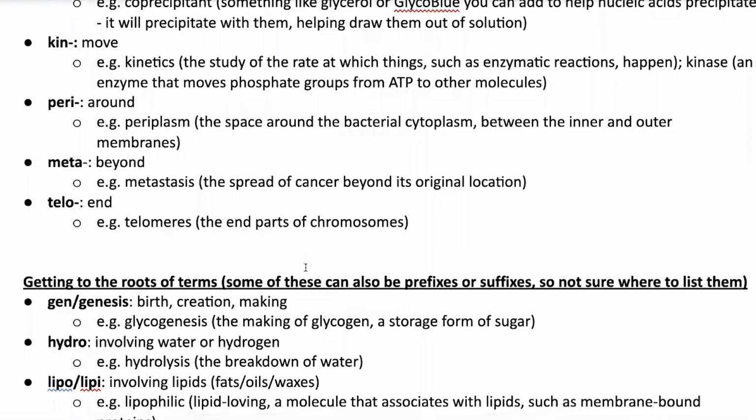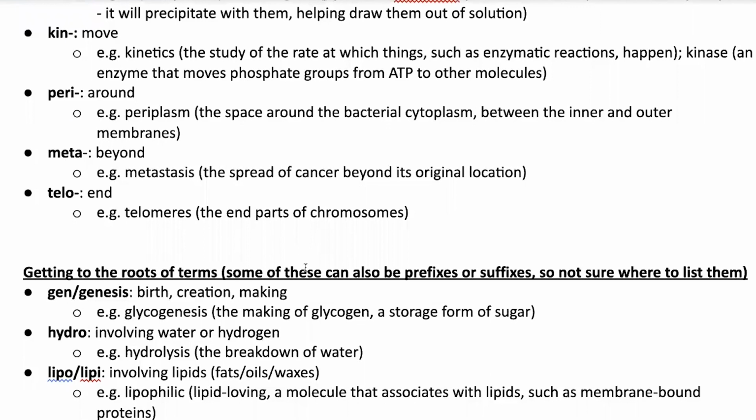Kin means move, so like kinetics. This is the study of the rate at which things such as enzymatic reactions happen. And when we talk about a kinase, that's basically an enzyme that moves phosphate groups from ATP to other molecules. So kine or kin moves.